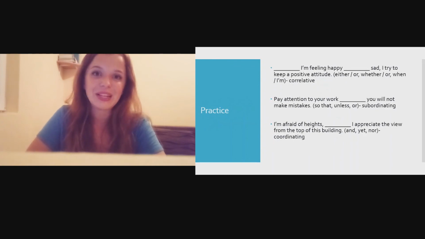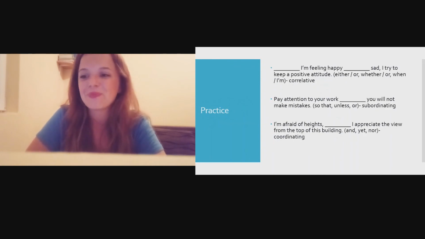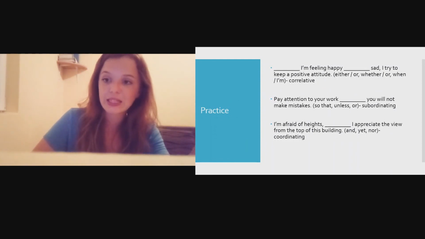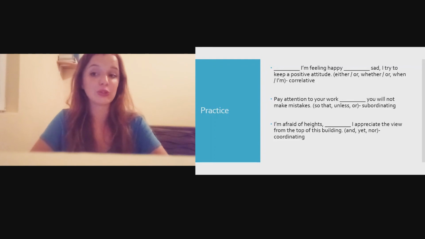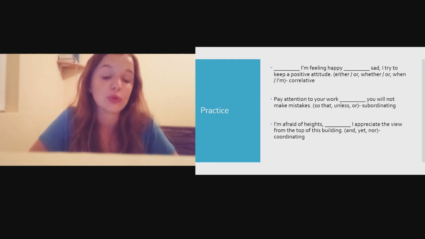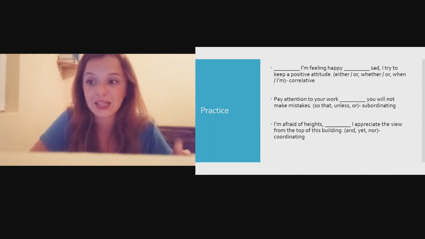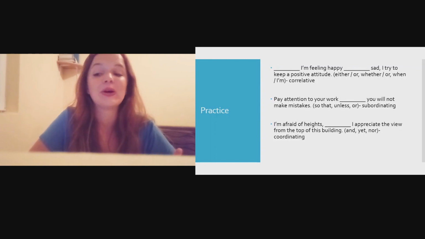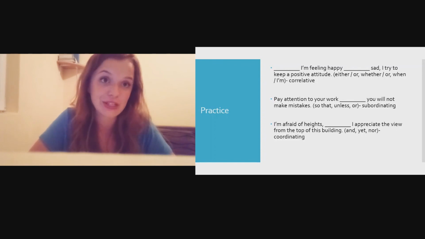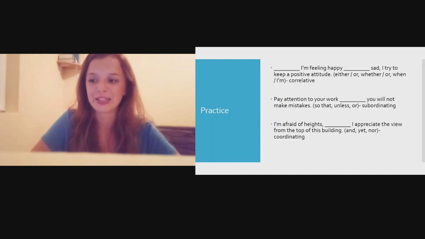Then we're going to do a little practice here. So you have blank, I'm feeling happy, then blank sad, I try to keep a positive attitude. So here we are going to use one of these correlative conjunctions that are given in the brackets, either or, whether or, when. So whether I'm feeling happy or sad, I try to keep a positive attitude. So in both situations, I try to keep a positive attitude.